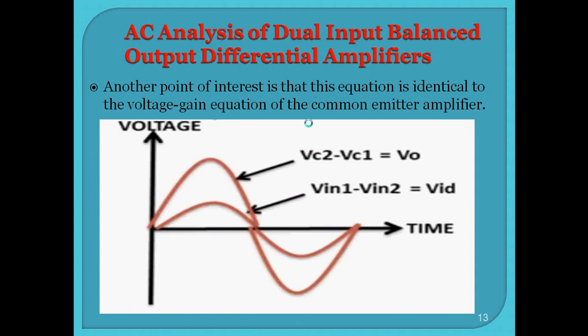So this is the output voltage equation waveform that we have. The input voltage VID is the V in 1 minus V in 2 waveform, and the output is Vc2 minus Vc1, which is V0 obtained here. So this is nothing but the AC analysis for differential gain that we have found. In the next lecture we will see the input resistance and output resistance using the r parameters for the dual input balanced output differential amplifier.